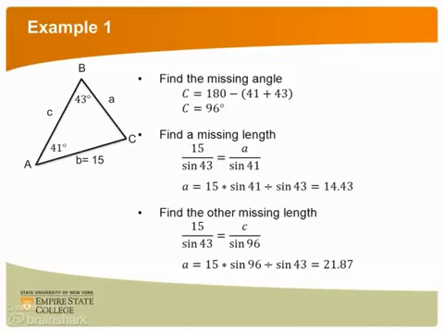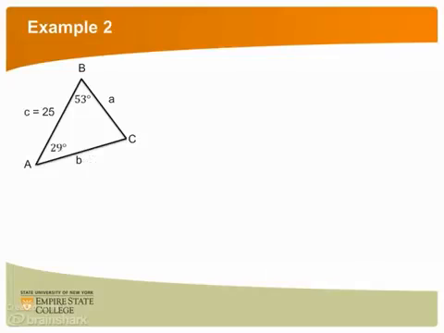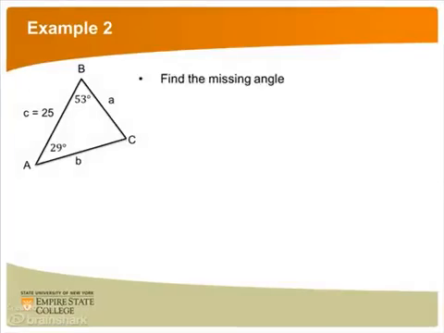Let's look at another example. In this example, we know that angle A is 29 degrees, angle B is 53 degrees, and the length little c is 25. This time, we have two angles and the length of the side between those two angles, or the angle-side-angle setup. We start by finding the missing angle measure. We subtract 180 minus the sum of the angle measures we do know. This leaves 98 degrees for the measure of angle C.